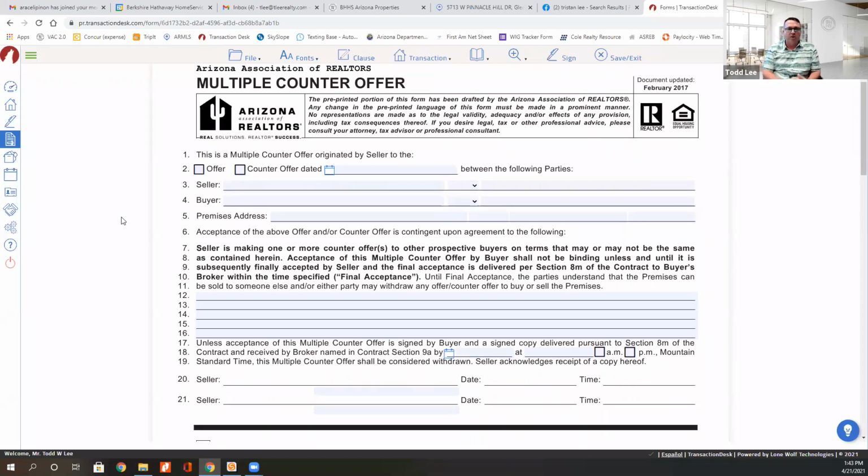All right, so the multiple counter offer. This form, I think, is hugely important to use. We recently had an agent, not in our office but in our company, who instead of using the multiple counter offer form, just used a counter offer form and countered back several offers that they had received with just a counter offer form.